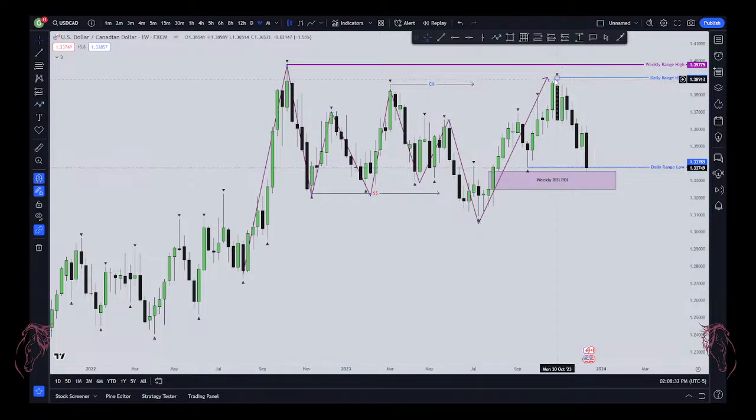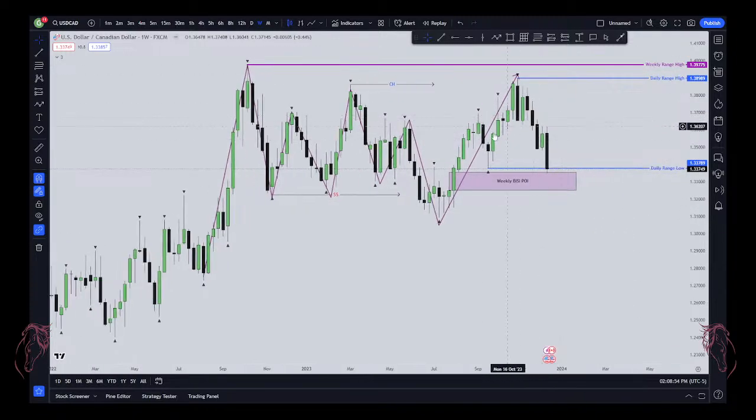Now, once we see this move right here, what we usually want to look for is a retracement into an imbalance or an order block or an area of interest where price could retrace back into and then potentially give us an opportunity to look for a trade. So right here, what we usually like to see is a sweep of liquidity. Well, I'll show you.